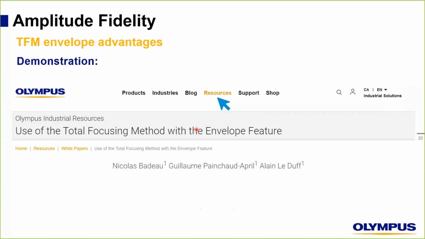Here, let's see a demonstration. I took these results from a white paper done by my colleagues here at Olympus. You can find this paper by visiting our website, going to resources and looking for white papers, and you will find an article called Use of the Total Focusing Method with Envelope Feature.